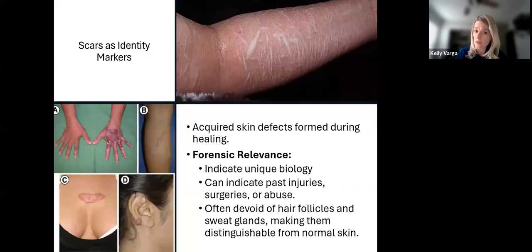Again, where we find scars, these are going to be places where that new tissue layer cannot come up through the epidermis. It is damaged, hence the scarring. So this is devoid of hair follicles, sweat glands. And this, again, just makes it extremely distinguishable from the surrounding skin within that area.